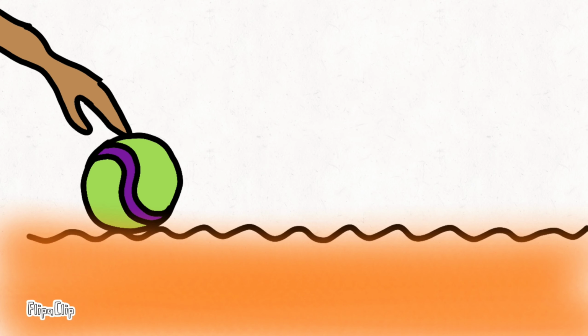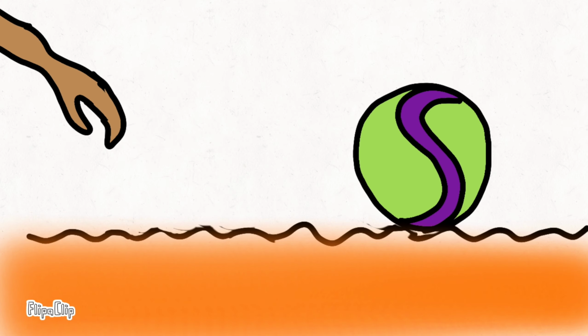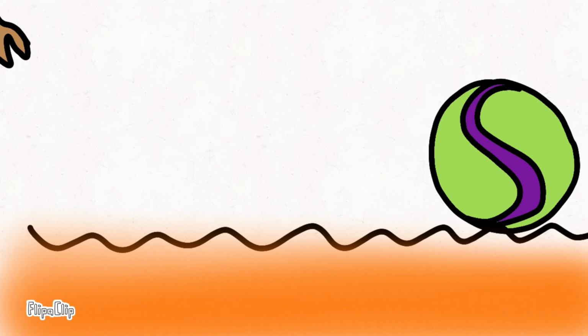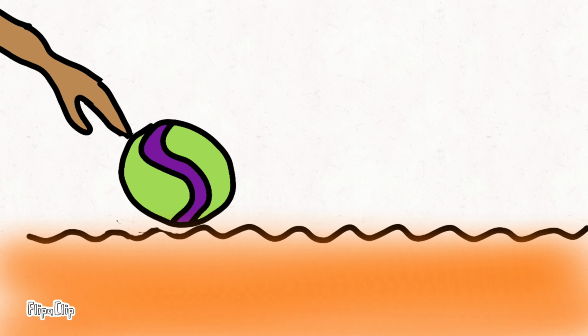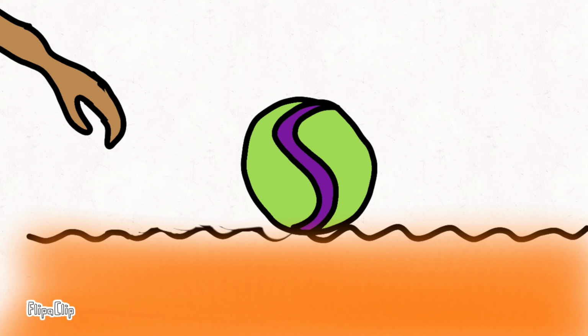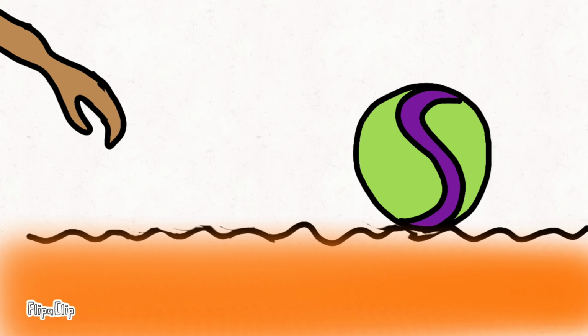Let's discuss some examples. The first example is a ball rolling on a rough surface will stop earlier than a ball rolling on smooth ground. This is because rough surfaces offer greater friction. If there is no force or friction to oppose the motion of a body, the moving body will never stop.